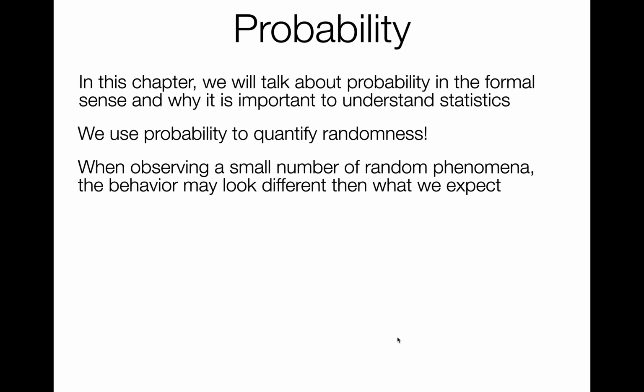When observing a small number of observations of random phenomena, the behavior that we see may look different than what we expect. Now, there's a few things that we need to unpack here before moving forward. I use the phrase random phenomena, and I will use it repeatedly because it's sort of a basis of what we do. When I say random phenomena, I mean any event that cannot be predicted before it happens.